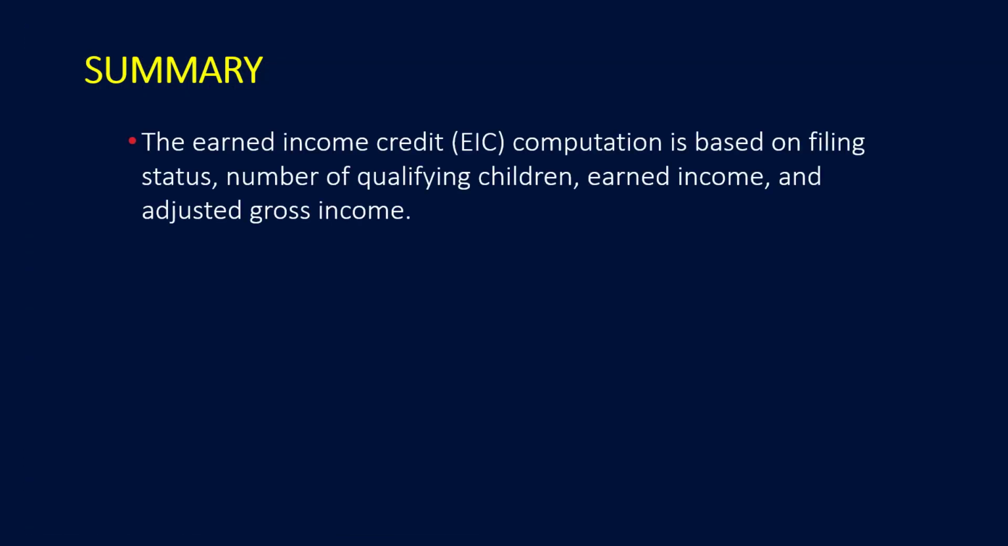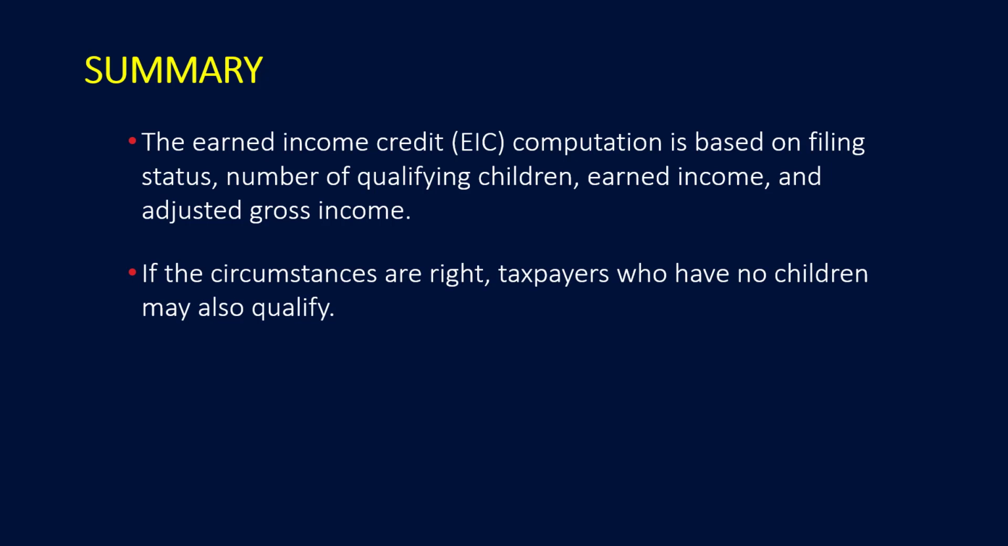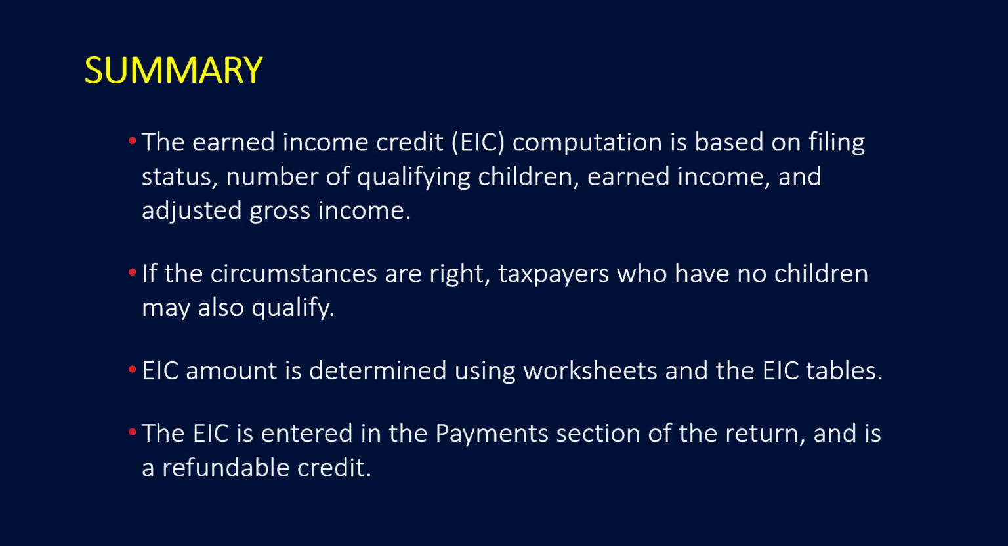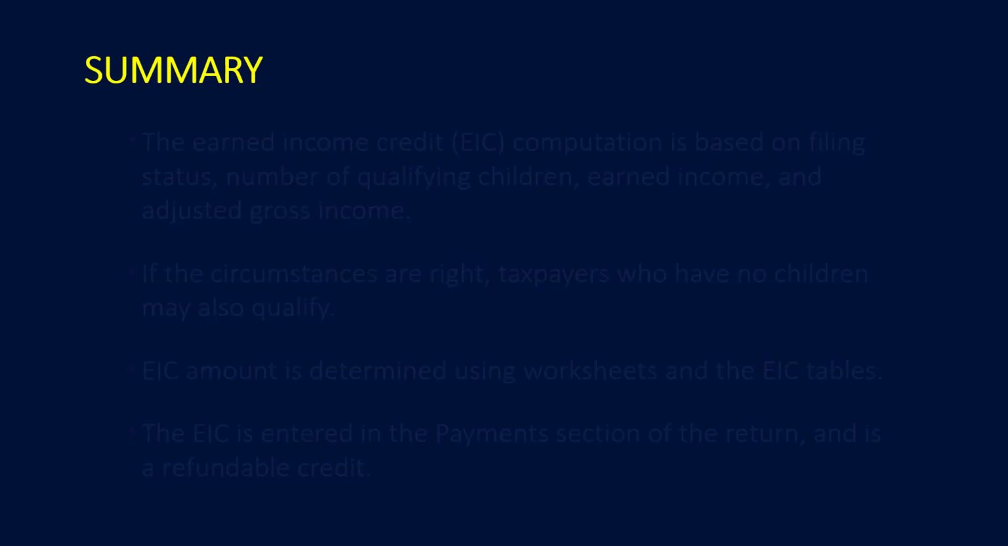So in summary, the Earned Income Credit or EIC computation is based on filing status, number of qualifying children, earned income, and adjusted gross income. If the circumstances are right, taxpayers who have no children may also qualify. The EIC amount is determined using worksheets and the EIC tables. The EIC is entered in the payment section of the return and is a refundable credit.